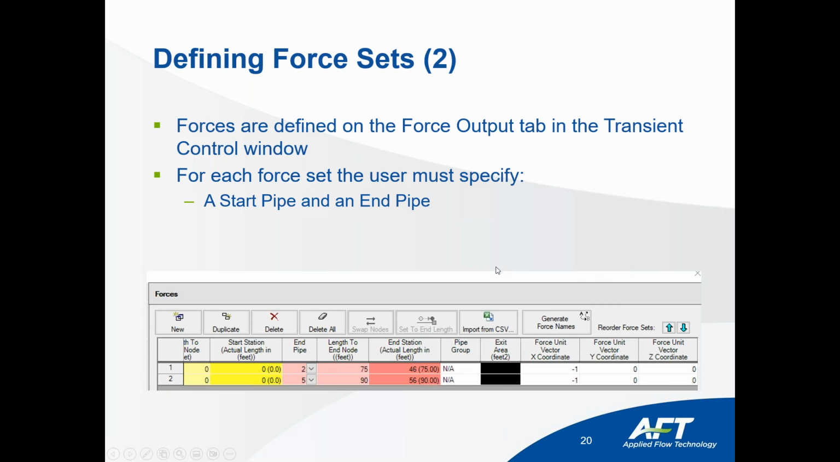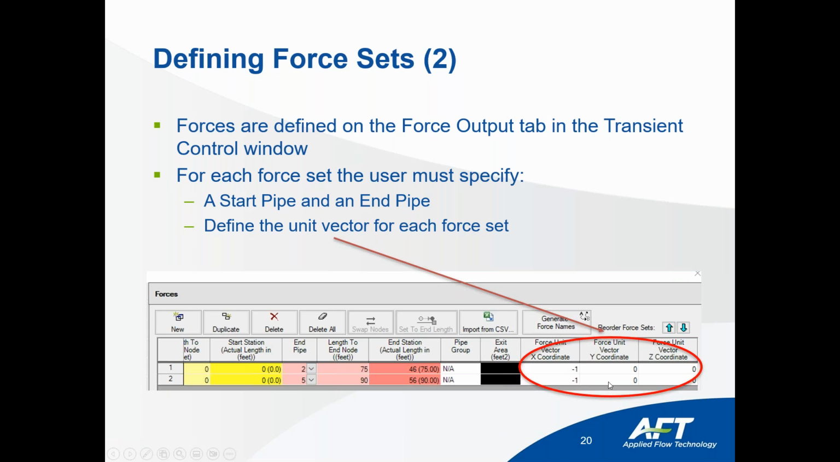Then, and this is new in Impulse, you have to define the unit vector for each force set. That way, the pipe stress program knows in what sense the flow forces are going to be applied. As I mentioned, the coordinates will be -1 in the X direction and 0, 0 in the Y and Z coordinates. So Caesar will receive this and know; you don't have to specify the sense in which the forces are applied, because you're indicating it directly before you export them.